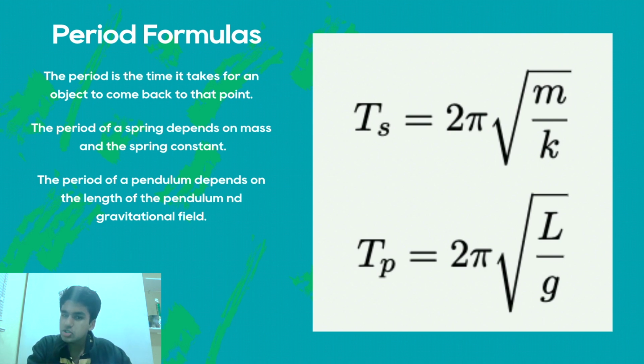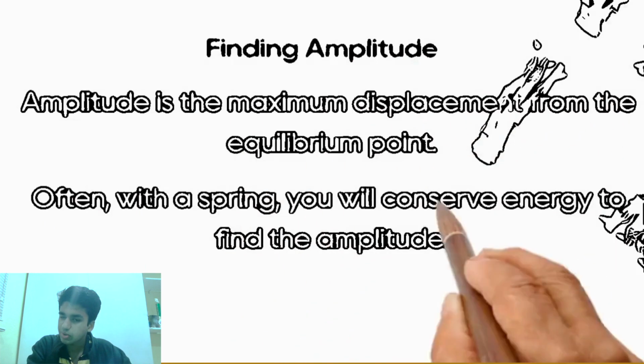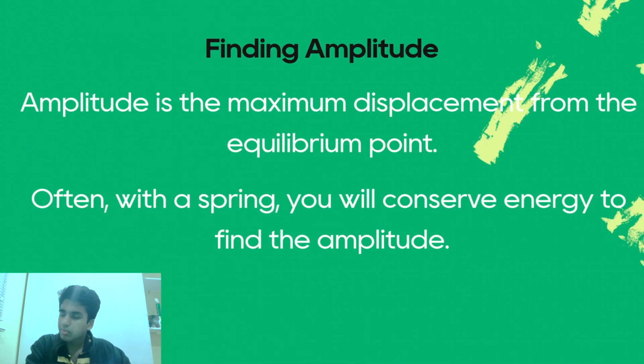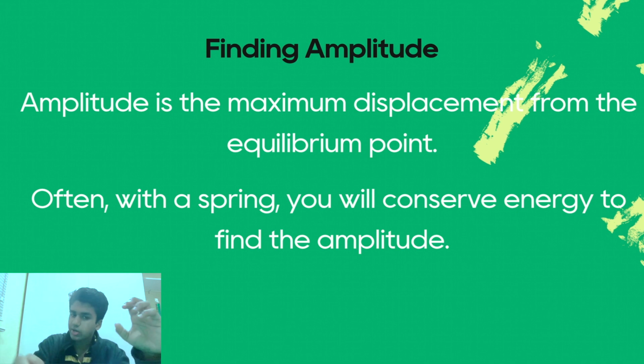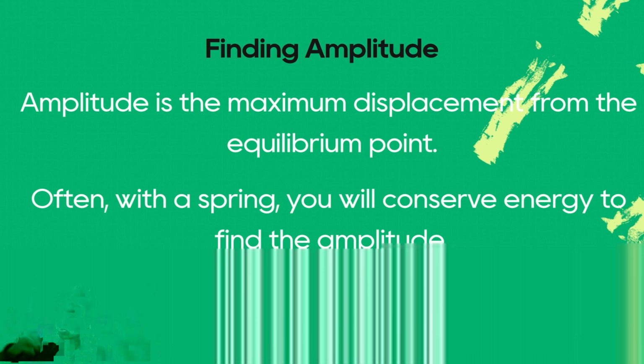Now, amplitude is the maximum displacement from the equilibrium point, and often with the spring, you will conserve energy to find the amplitude. For example, pretend there is an object with kinetic energy, and it's moving toward a horizontal spring. Then to find the amplitude, you will simply conserve energy, because at the amplitude, there will be no kinetic energy. So all that kinetic energy will become spring potential energy, or even gravitational potential energy for pendulums.